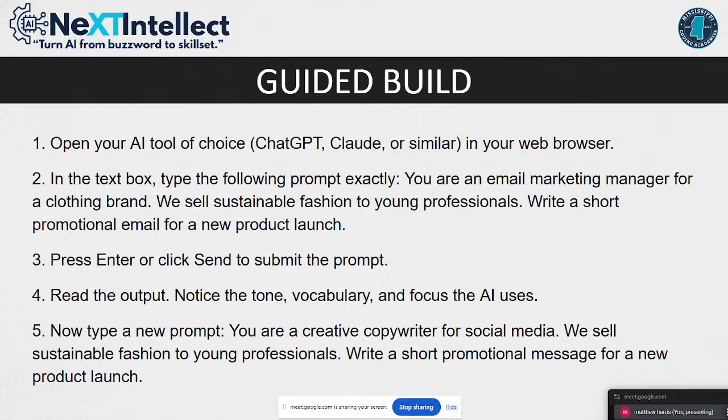So you would go to your AI tool of choice, ChatGPT, Claude, or Gemini, one of the ones that you've been using thus far, and in the text box type the following prompt. You would type, you are an email marketing manager for a clothing brand. We sell sustainable fashion to young professionals. Write a short promotional email for a new product launch. Then press enter or click send, and then check the output and note the tone, vocabulary, and focus the AI uses. Then we'll type a new prompt, but we'll start with the first one.